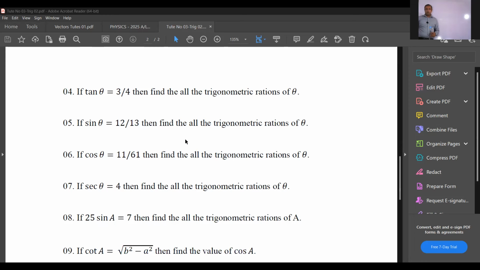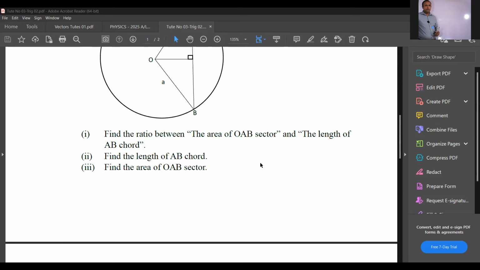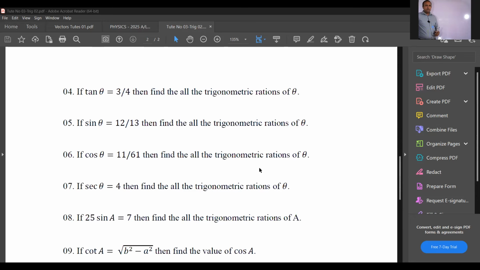Okay. Shall we go to the questions? Question number 4. In question number 4, we are given the value of tan theta, and we are asked to find the other trigonometric ratios. In such cases, it is easy to draw a triangle.